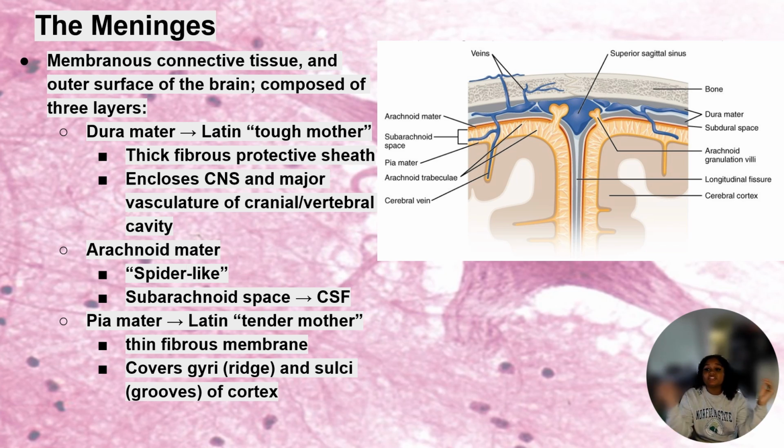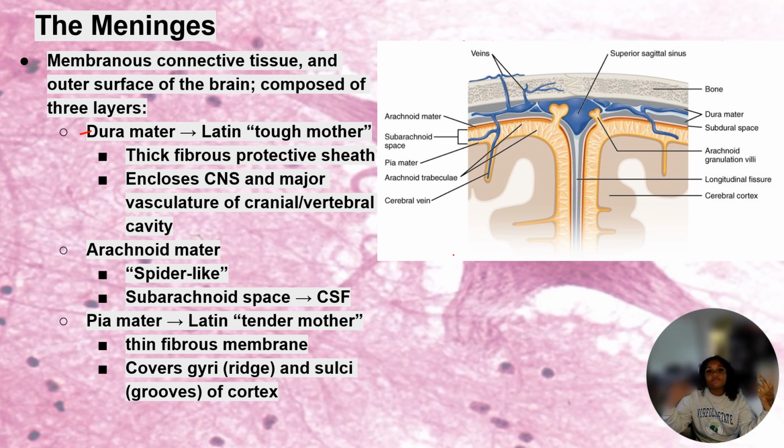Then we've got the meninges. Now I'm introducing some new stuff. The meninges is, remember, connective tissue is for support. This is a membranous connective tissue. Here's the image right here. It's the outer surface of the brain, and it's composed of 3 layers. Best way to remember this, and this is how I remembered it when I took anatomy, you've got your dura mater, which is Latin for tough mother. That's the outer layer. It has to be tough for a reason.